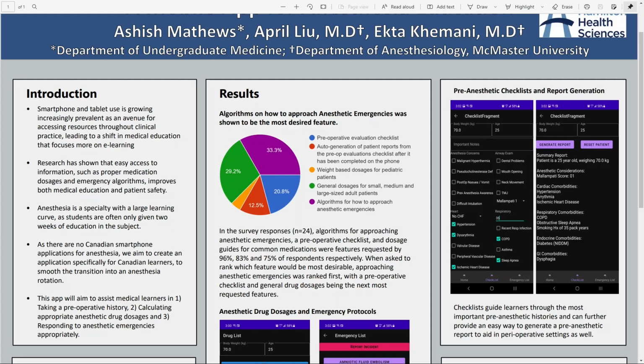So this checklist will guide you to taking a preoperative history on many of the common comorbidities an anesthesia patient may present with, and it will also help you create a report that summarizes the findings of that anesthesia patient at the end, which can then be used for further anesthetic management and preoperative optimization.